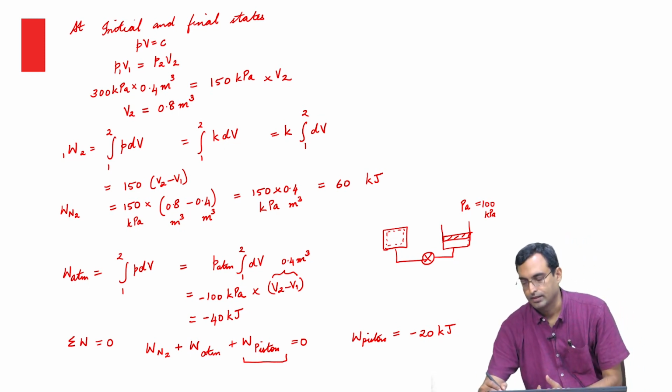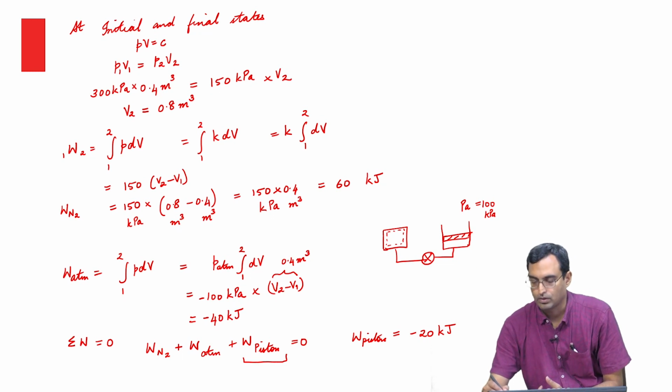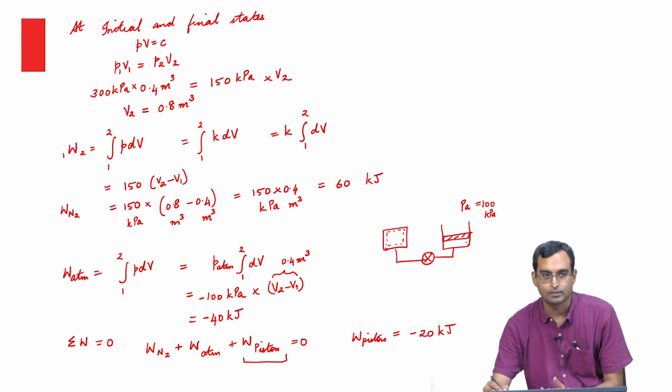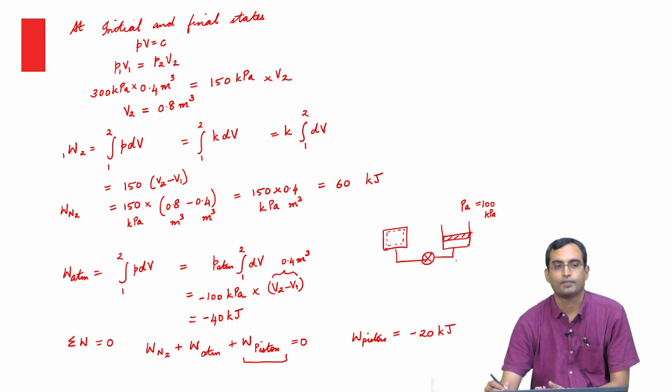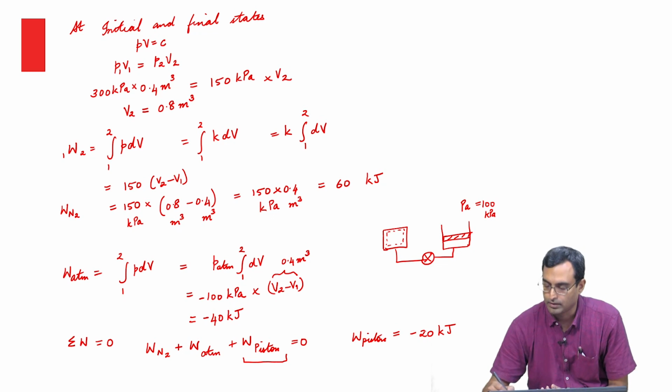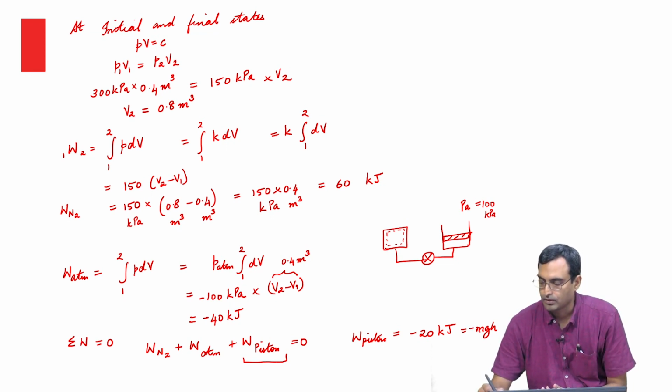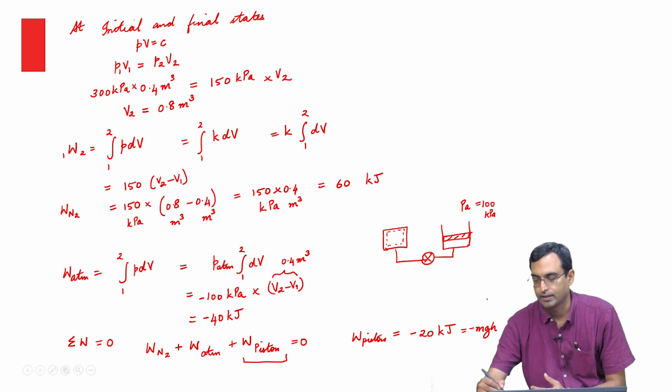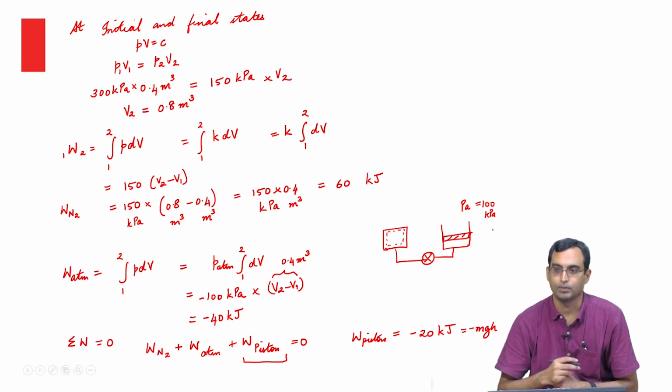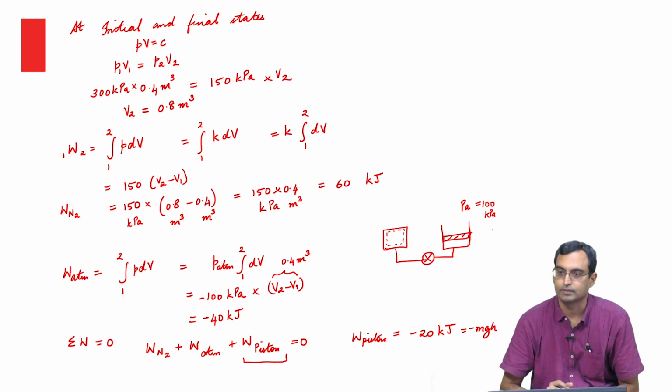And again, I do not know how much is the distance it is moved by, because I do not know the cross sectional area of this piston and cylinder. If I knew that, then this would be equal to mg into h with the appropriate sign, so minus over here. So, if I knew height, I could find out the mass of the piston, or if I knew the mass of the piston, I could find out the height by which it is moved, and so on. I could also do that.